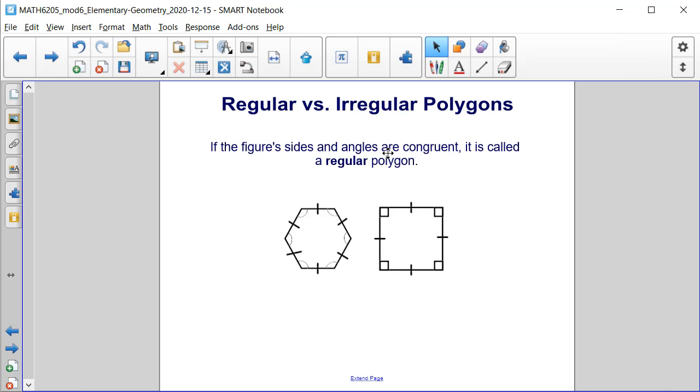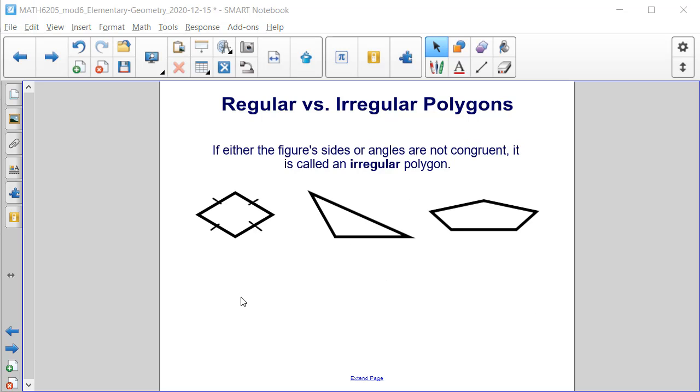If a figure's sides and angles are congruent, it's called a regular polygon. So here we have a regular hexagon with 6 sides that are congruent and all 6 of its angles. And here we have a square where it has 4 congruent sides and 4 right angles that all measure 90 degrees. If either the figure's sides or angles are not congruent, it's called an irregular polygon.